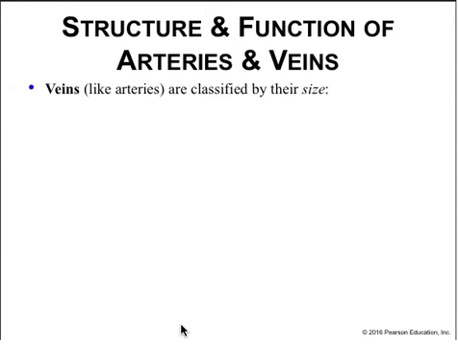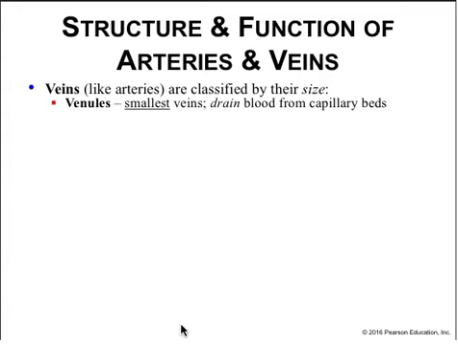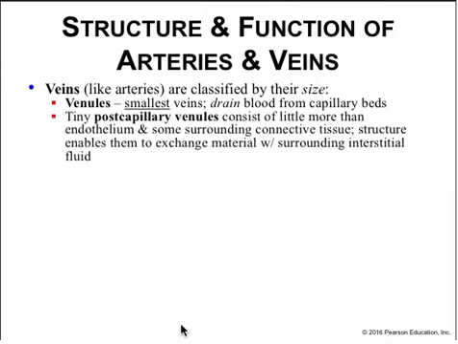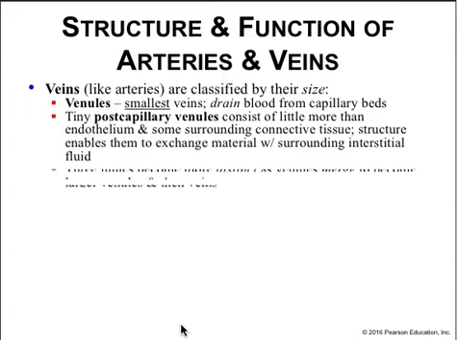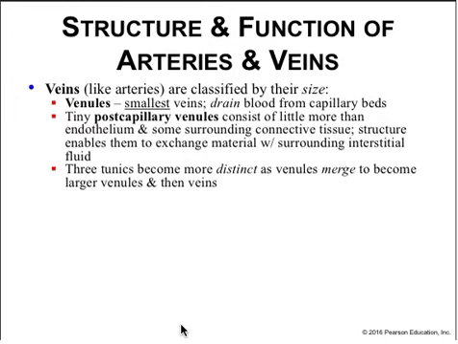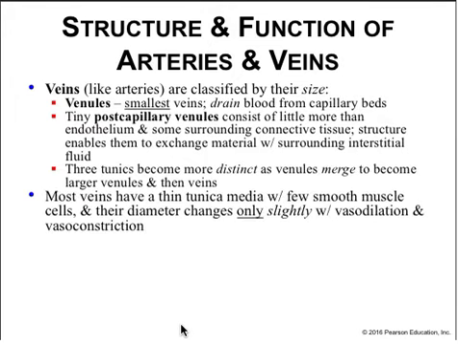Veins are also classified by size. Venules are the smallest veins and drain blood from the capillary beds. Tiny postcapillary venules consist of little more than endothelia and surrounding connective tissue. The structure enables them to exchange material with the surrounding interstitial fluid. The three tunics become more distinct as the venules merge to become larger venules and then veins.